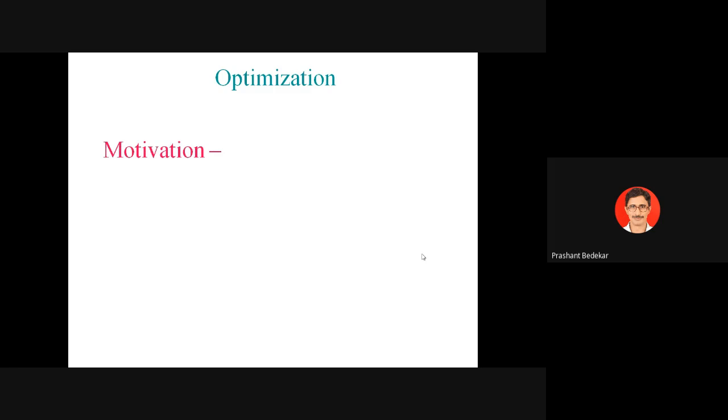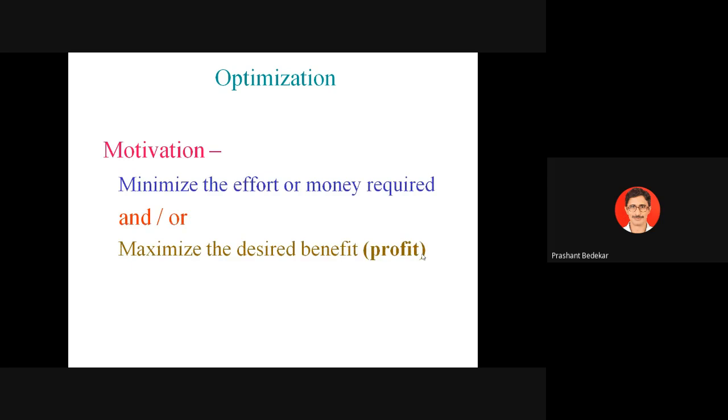What is the motivation? There are two things, motivation and inspiration. What motivates us to study optimization? What inspires us to study optimization, to go for optimization? Motivation is to minimize the effort required, to minimize the money required, to minimize the manpower required, to minimize the material required, to minimize the losses. So this is one of the motivations.